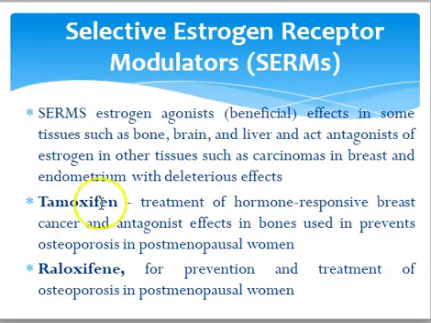Because now tamoxifen is used in treatment of hormone responsive breast cancer. Of course, we know that it also has agonist effects in bones. Hence, it can also be used in osteoporosis in menopausal women. You can refer to these further because I did not talk about the side effects of these drugs.